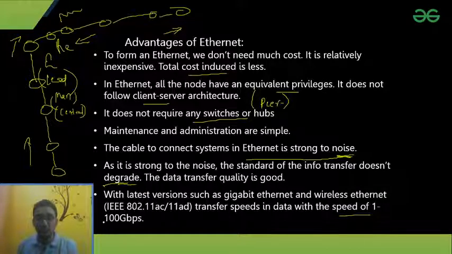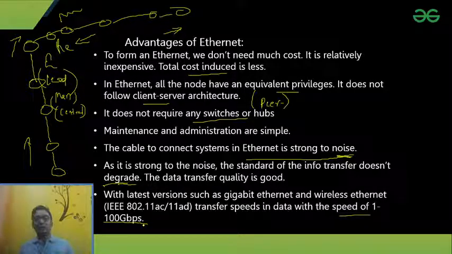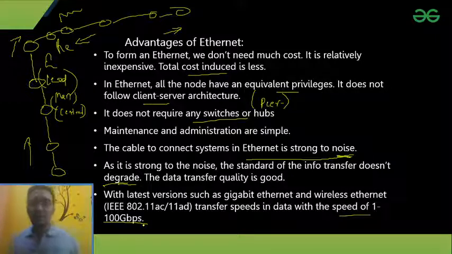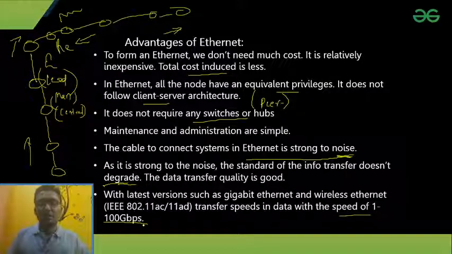So we talked about speed initially, so speed is also high, and these are the other advantages that we talked about. We do not have any specific central thing, everything is peer, we do not have much cost, and we do not have anything to worry about.